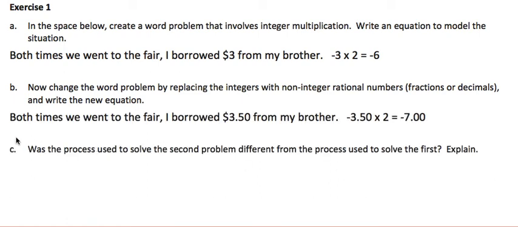And my new problem, both times we went to the fair, I borrowed $3.50 from my brother, is represented with the equation negative 3 and 50 hundredths times 2 equals negative 7. And this is money, so it's represented with 2 decimal positions. Please notice that I changed the amount of money to a decimal because I can't really change the times we went to the fair to a fraction or decimal part. We either went to the fair or we did not. And so I owe $7 in total.